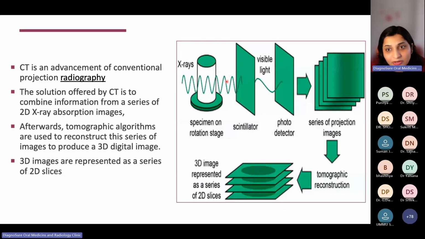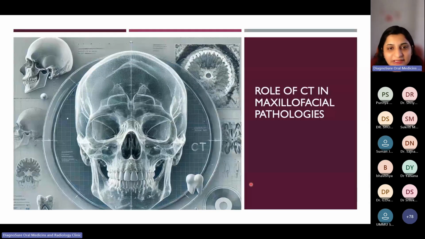So CT, or computed tomography, enhances traditional radiography by combining multiple 2D X-ray images. CT can be regarded as a third eye, offering a more complete and detailed view by transforming 2D X-ray images into a 3D perspective and revealing layers that traditional radiography might miss. With this context in mind, I would like to begin my lecture today on the role of CT in maxillofacial pathologies.